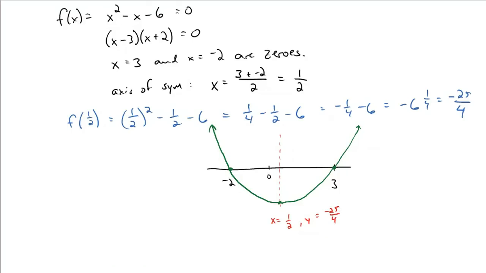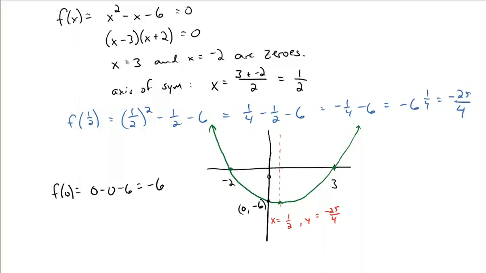It's going to be y equals negative 25 over 4. If I draw the y-axis now, I also have to know what the y-intercept is. If I put 0 in for x, f of 0 is going to equal 0 minus 6, which is equal to negative 6. So I know that this point here has a y-coordinate of negative 6. So it's 0 comma negative 6. And the green point is 1/2 comma negative 25 fourths, which is a little below 6. Okay, that was easy because the function was factorable.